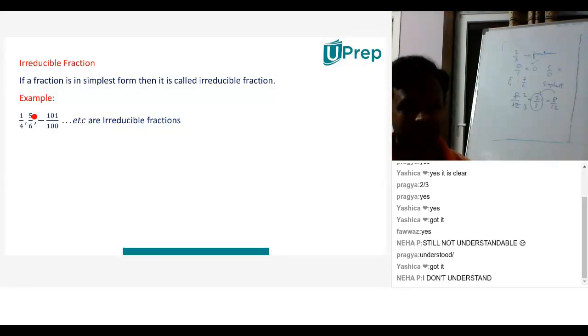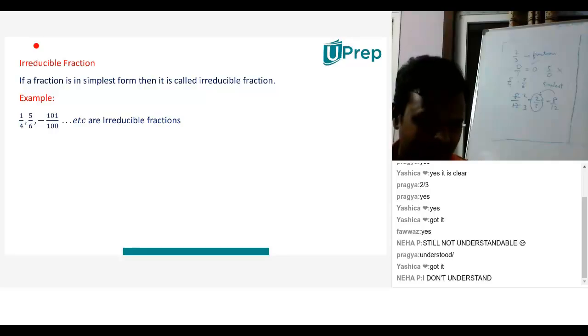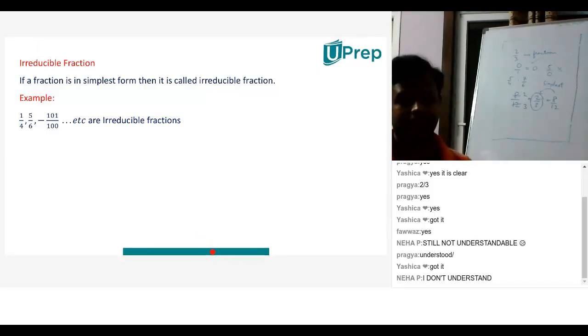That's what I'm saying. Here also if you observe, for 5 and 6 there is only 1 as the common factor. You don't have any other common factor here, isn't it? For these there is only one common factor, that is 1. So that's the reason why you call them irreducible fractions. Now, are you clear? I understood. Okay, great. We are moving on.